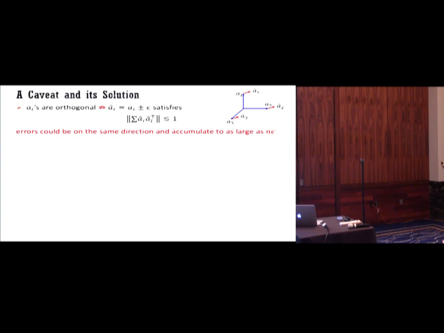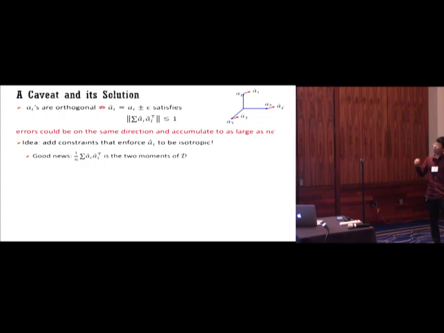All right. So the idea to fix this is that we want to add constraints that enforce the ai hat to be isotropic. Let me have a small warning here. These ai hat are the feasible solutions in our thought experiment, and we are not allowed to really add constraints on them. We are only allowed to add constraints on the moments of this distribution D. But the good news is that 1 over n times the sum of ai hat ai hat transpose is exactly the second moment of the distribution D that we are considering.